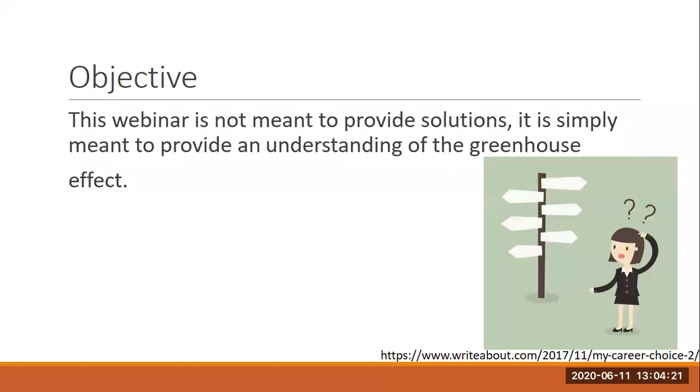Now, when I say we're going to get into detail, it's still going to be in a pretty general sense. We're not going to get into anything like mathematical equations or detailed chemistry. We're just going to be talking about this in pretty simple terms, but to give a little bit more detail of how all of this comes together.